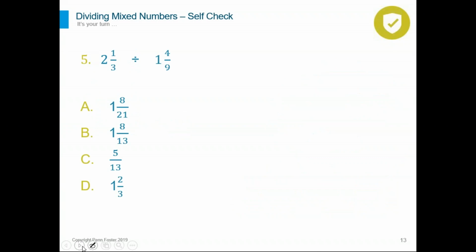Next is a self-check question. 2 and 1/3 divided by 1 and 4/9. Two mixed numbers, we have division. What should we do to prepare the problem? Take your time and follow the steps to find the quotient.